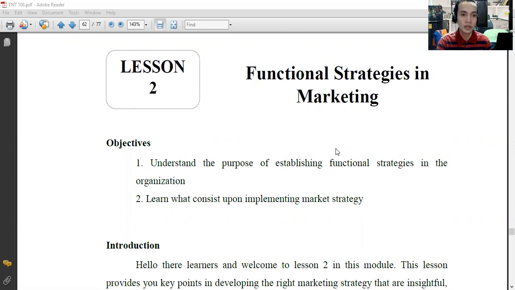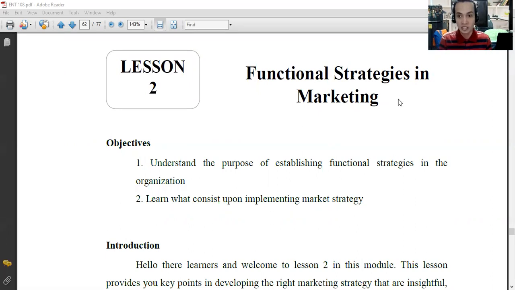So today we'll be going to discuss the second lesson of our module 3, which is all about functional strategies in marketing. Based on what we have previously discussed, there are certain strategies that we need to implement, based on lesson 1's lesson on the nature of strategic implementation, for us to deliver competitive advantage and value to our respective business enterprises or organizations.